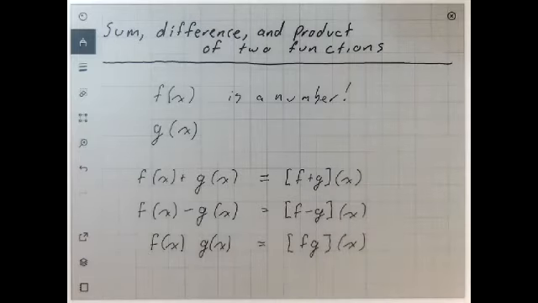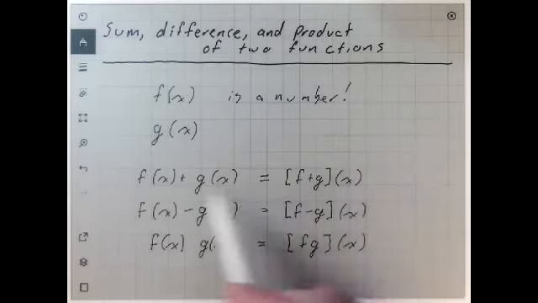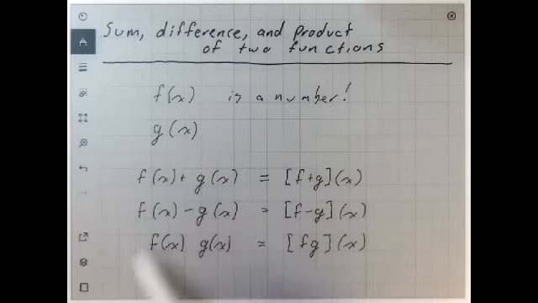Right. f plus g of x is the function formed by taking f of x and g of x and then adding them together. Once you have a value of x, you plug it into f and g separately, you add them together, it spits out a result. It's a nice, well-defined rule.